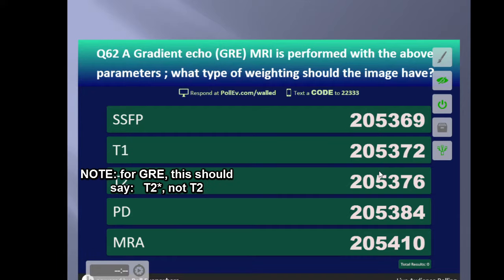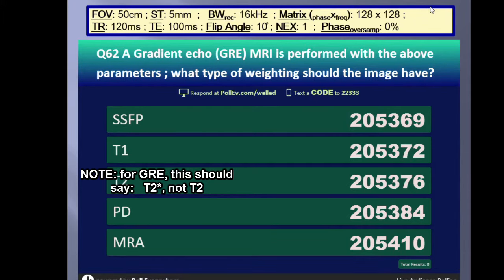All right, so a gradient echo is performed with the above parameters, which are not showing up. Okay, above parameters. What type of weighting should the image have? All right, let's look at our weighting parameters. Flip angle is 10, right? Think of it as out of 90, so that's kind of small.